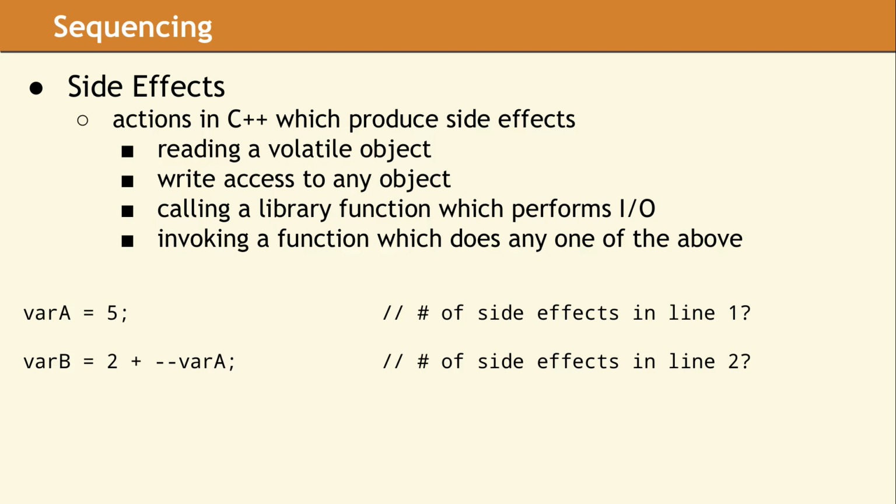We have 2 sample lines of code here. Take a moment to examine them and see how many side effects you think each one contains. The expression on line 1 assigns a new value to var a. That is a write access to an object, which means this expression has a single side effect. The expression on line 2 assigns to var b, which is one side effect. It also decrements var a, which is a second side effect.